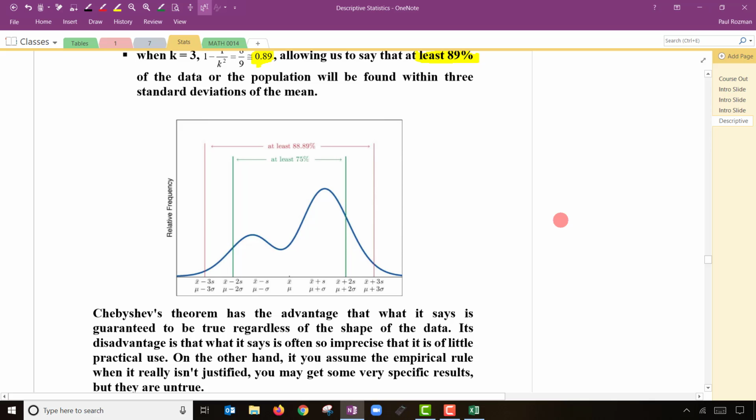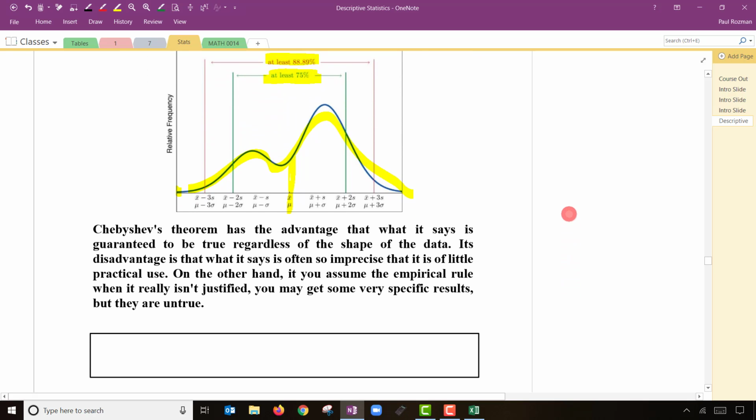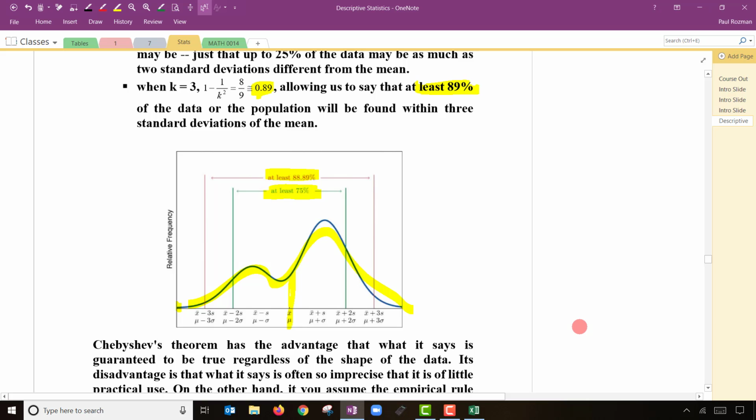Here's basically the same picture demonstrating that. I just drew a sort of random curve here, and I went with the mean at this spot, and then 2 standard deviations above, 2 standard deviations below, and that was where we calculated the at least 75. And if you go to 3 standard deviations on either side, it's at least 88.89 or 89%. So that's Chebyshev's theorem. The downside of Chebyshev's theorem is you don't have symmetry.